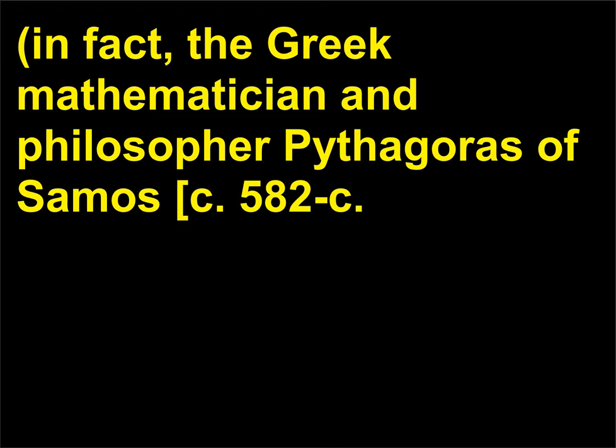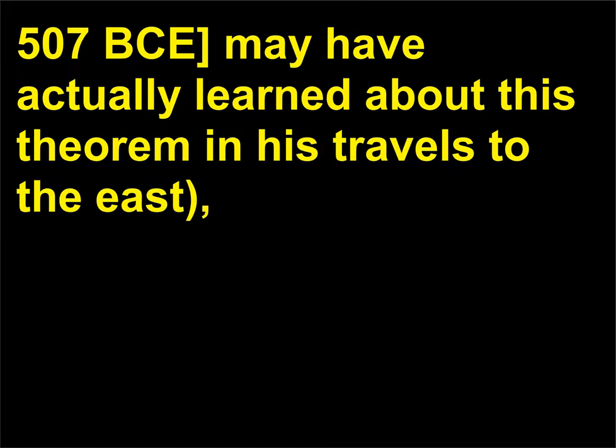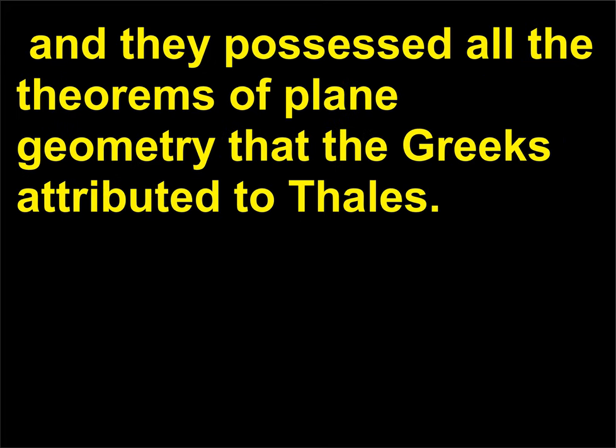In fact, the Greek mathematician and philosopher Pythagoras of Samos (c. 582 - c. 507 BCE) may have actually learned about this theorem in his travels to the East. And they possessed all the theorems of plane geometry that the Greeks attributed to Thales.